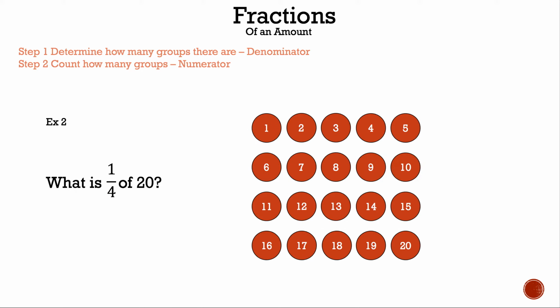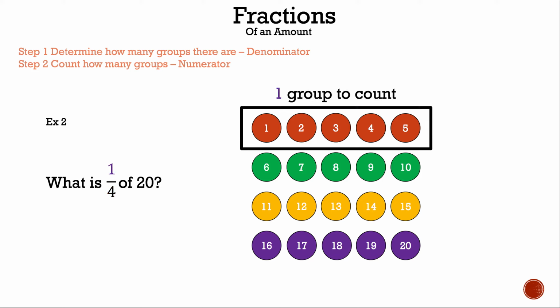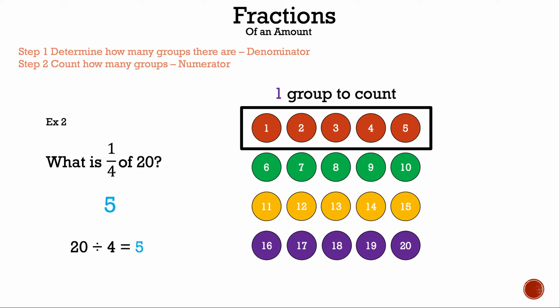Now let's take a look at example 2. What is 1/4 of 20? We're going to separate it into 4 groups. Why? Because of the denominator, which is 4. And now we're going to count how many groups. In this case, we only have one group to count because that is the numerator, which is 1. And in that box or rectangle or row, we have 5 circles. So that means 1/4 of 20 is 5. Now let's take a look at another way, and you can say 20 divided by 4 is 5.